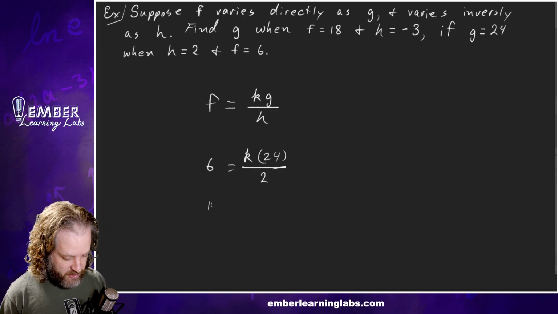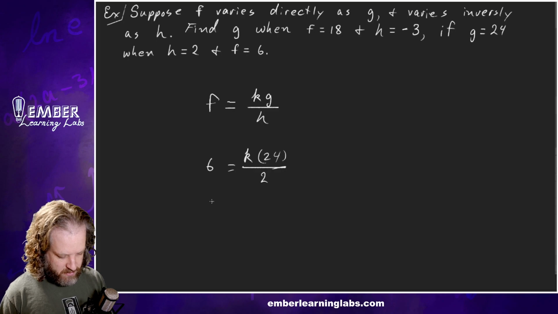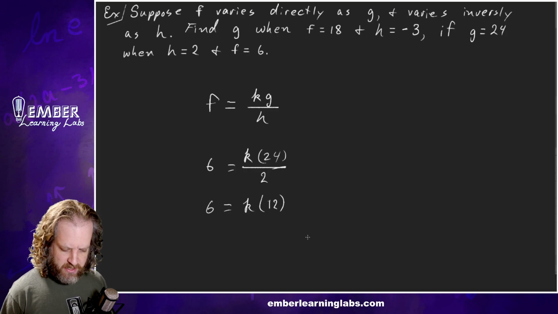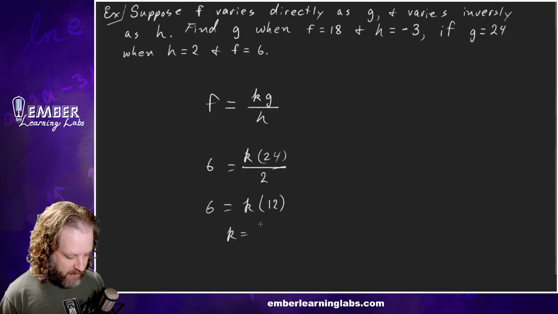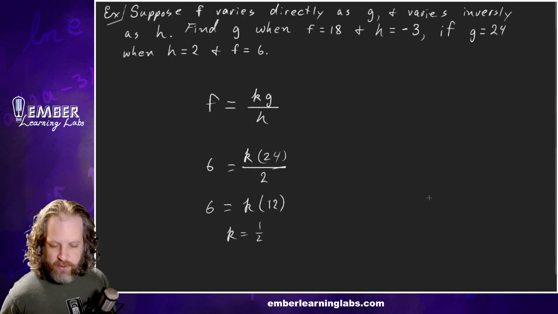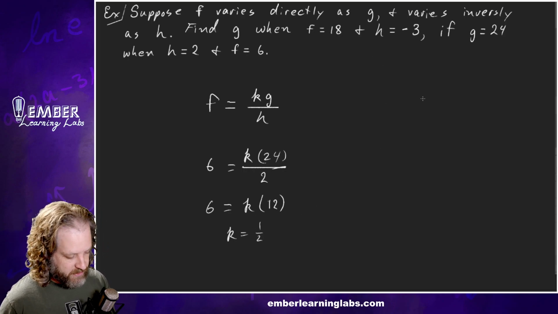24 divided by 2 is 12. You could do it either way. K equals, no. 24 divided by 2 is 12. That's what I'm trying to say. Divide both sides by 12, and we end up with k equals 1/2. Now, this one, we could change to a decimal if we wanted. It's not a repeating thing, so we wouldn't lose any accuracy, but I'm going to leave it as 1/2.